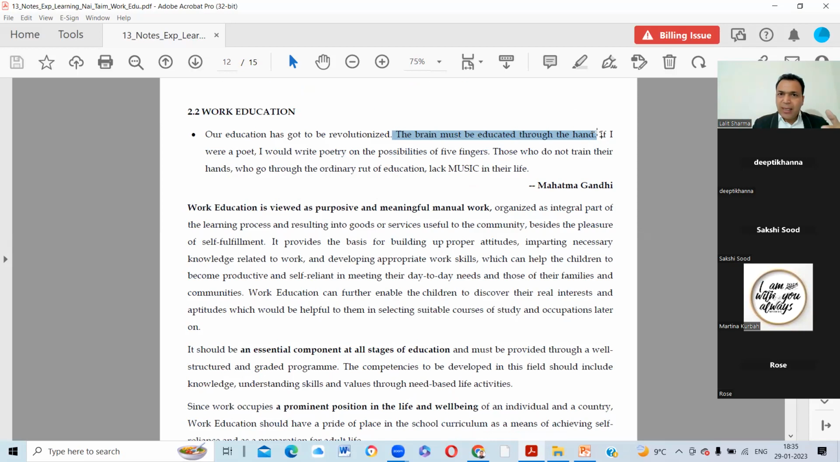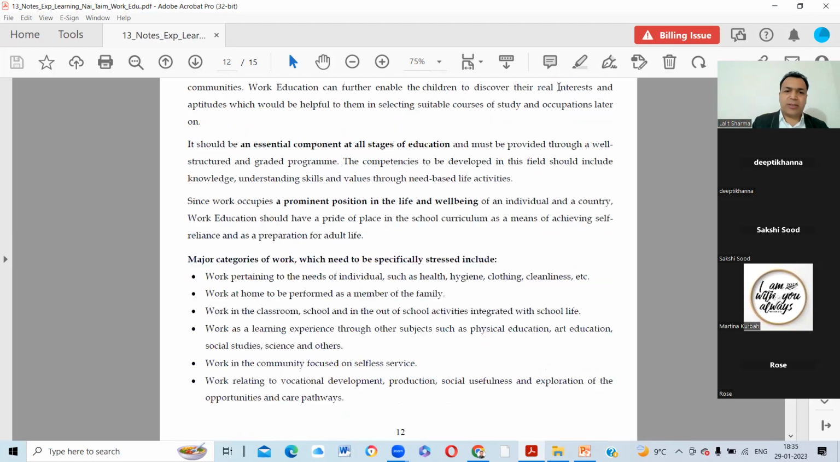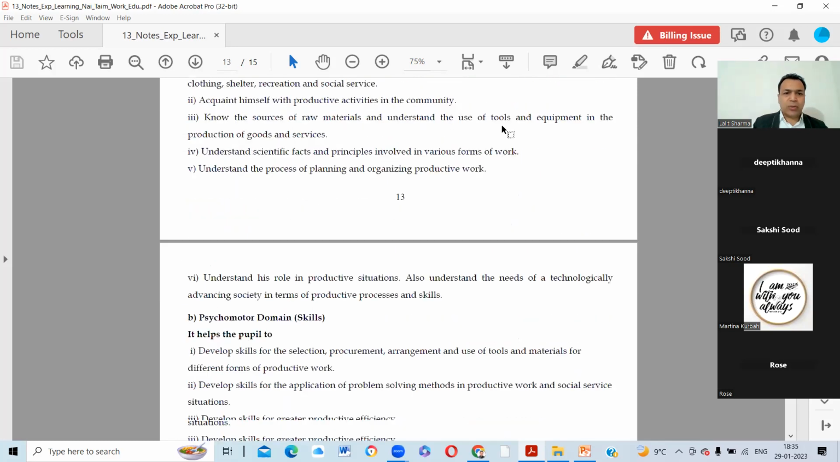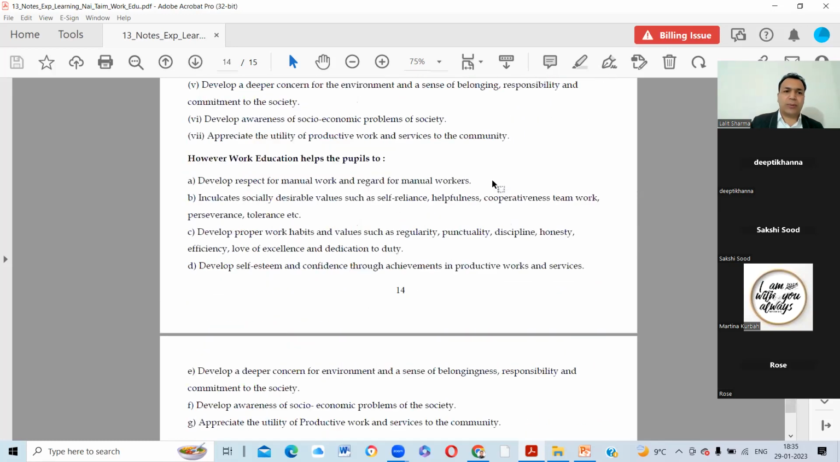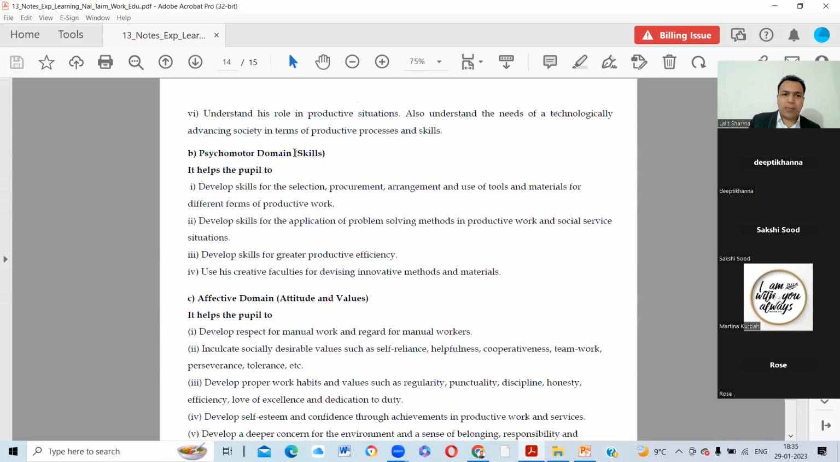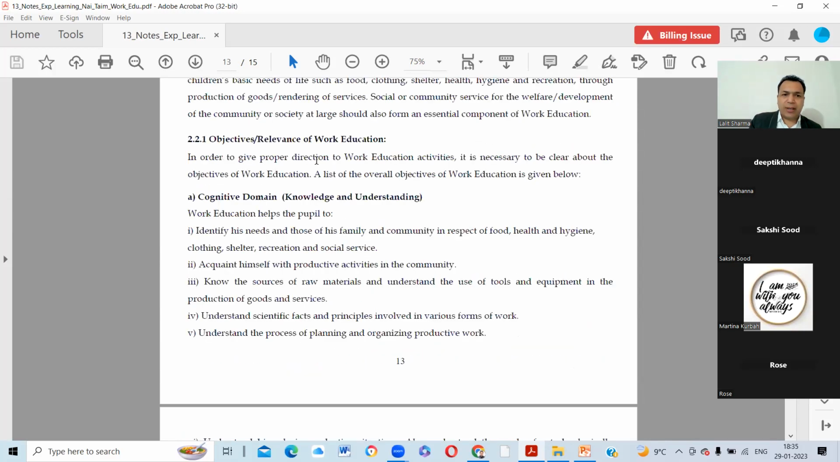So concepts are related with each other. Learn the whole concept at one time, right, guys? Work education also talks about that. So these are the notes of work education also. These are the important things. I have written the objectives and relevance of work education.